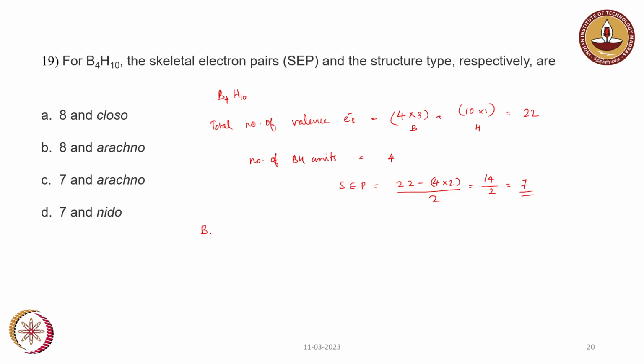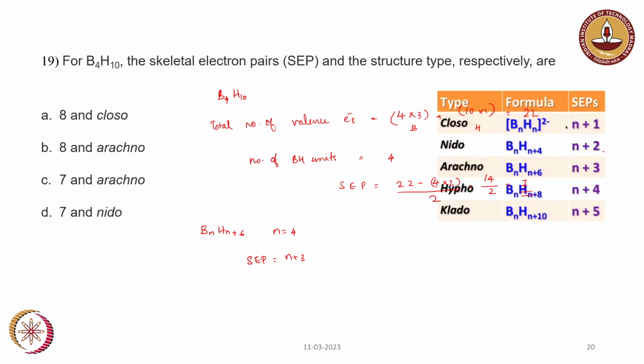In BnHn+6, we have n equal to 4 because we are given B4H10, and SEP is 7. So that will be n plus 3. So here for n plus 3, the structure will be arachno. So option C, SEP is 7 and arachno structure for B4H10.